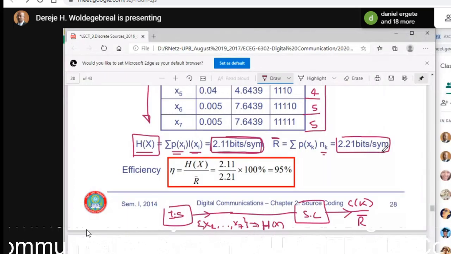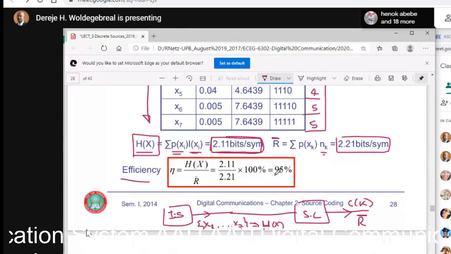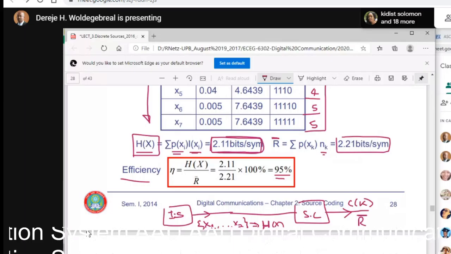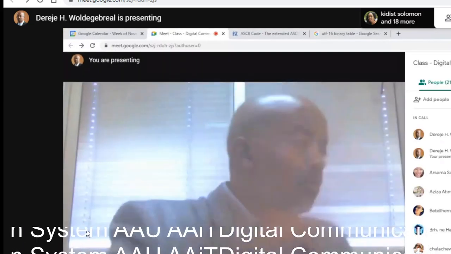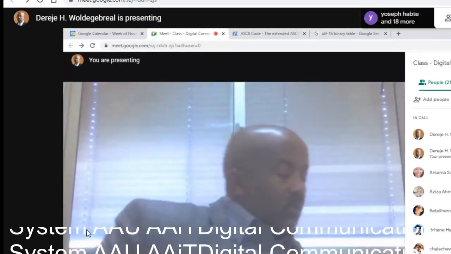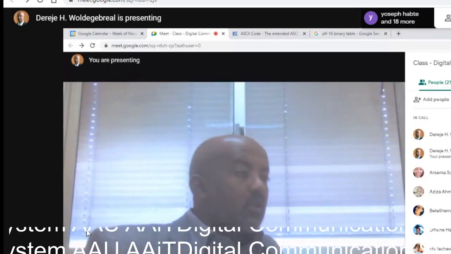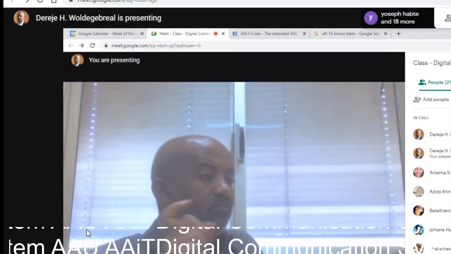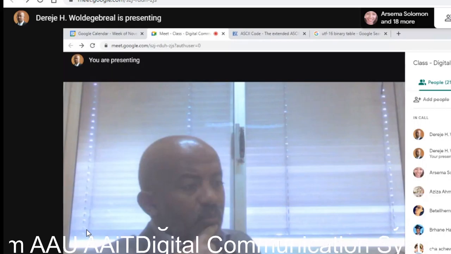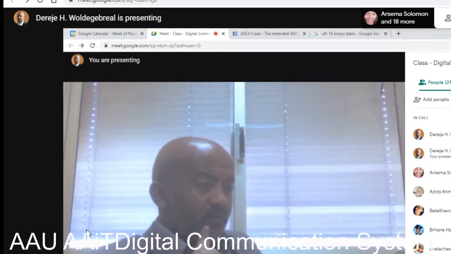Okay, so I hope you have differentiated between H(X) and R. Now if you take the efficiency, which is the ratio of H(X) by R, you would get that it's 95%. So for this particular source and for this particular type of Huffman coding, the efficiency that we can achieve is 95%.